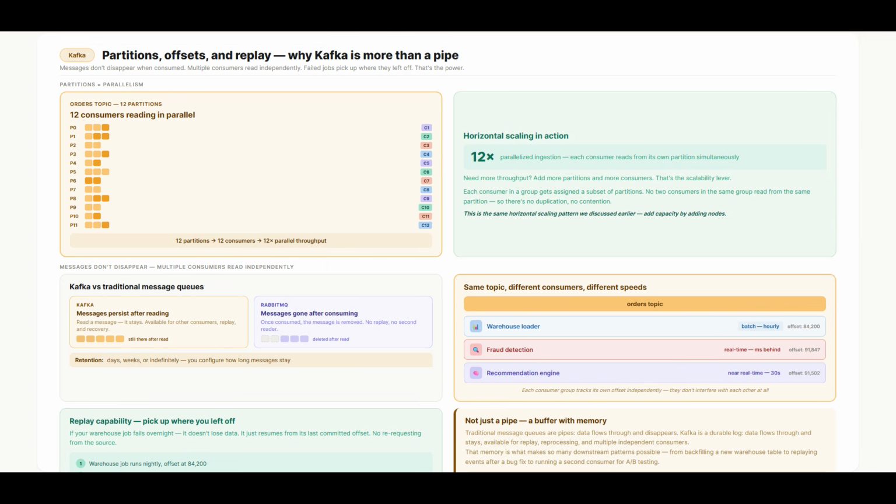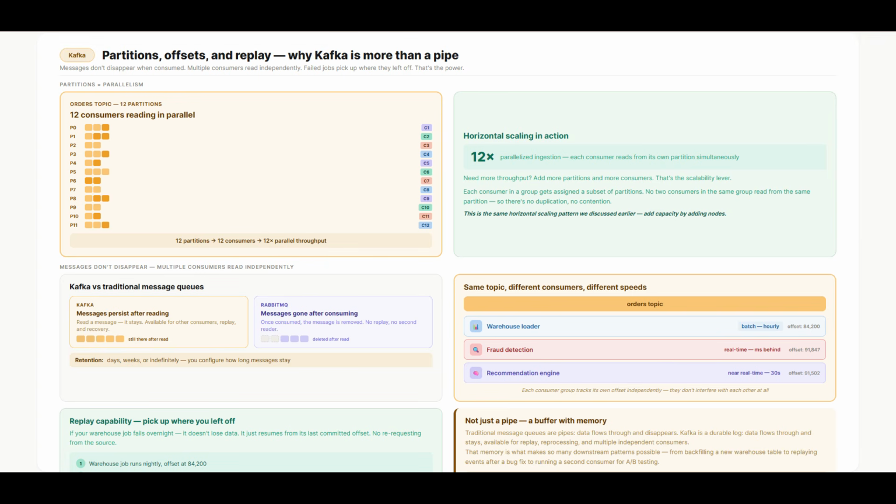What that means practically is you can have your data warehouse loading from the orders topic and your fraud detection system reading from the exact same orders topic, and your recommendation engine also reading from it completely independently at their own pace. They don't interfere with each other at all. The warehouse consumer might be an hour behind, processing in batches. The fraud system might be consuming in real time, milliseconds behind the producer.